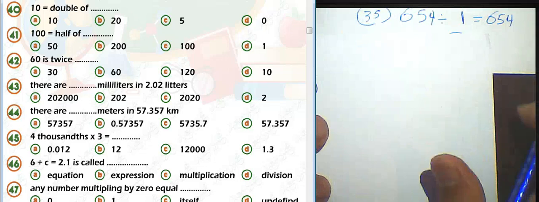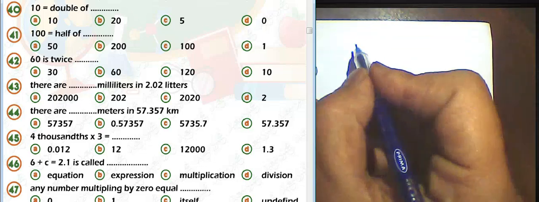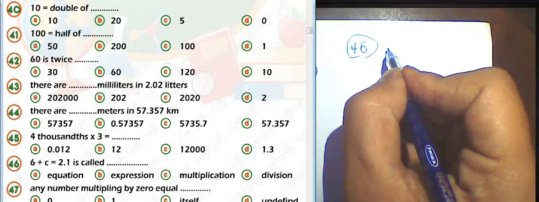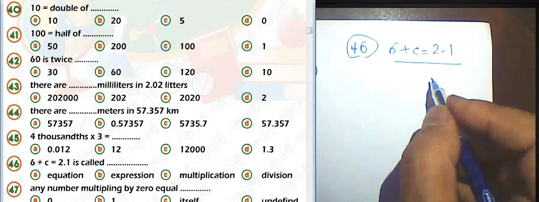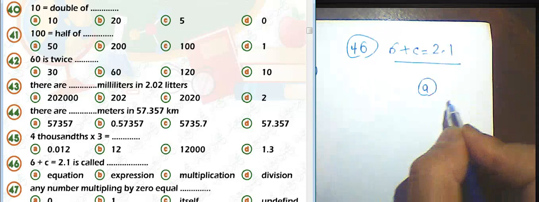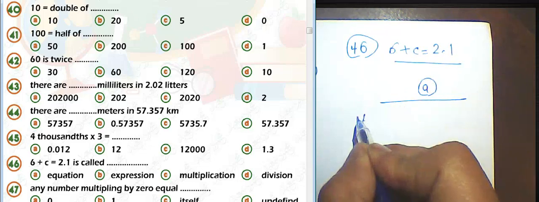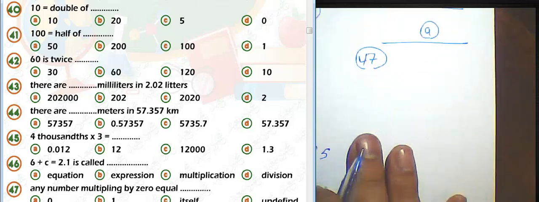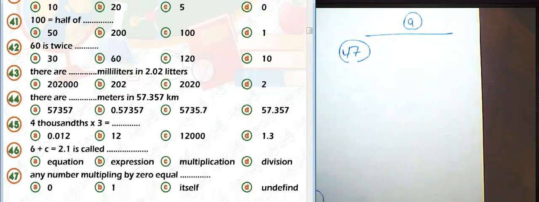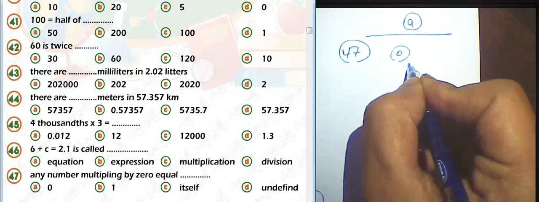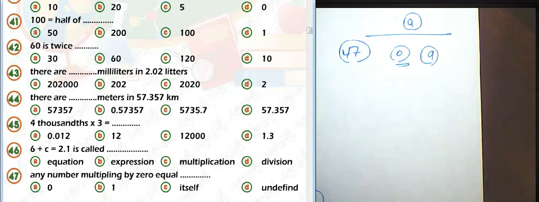Look with me at question 46. 6 plus C equals 2.1. It's called an equation. We must write the word equation. Okay, question 47. Any number multiplied by 0 equals 0. We must choose letter A about question 47.